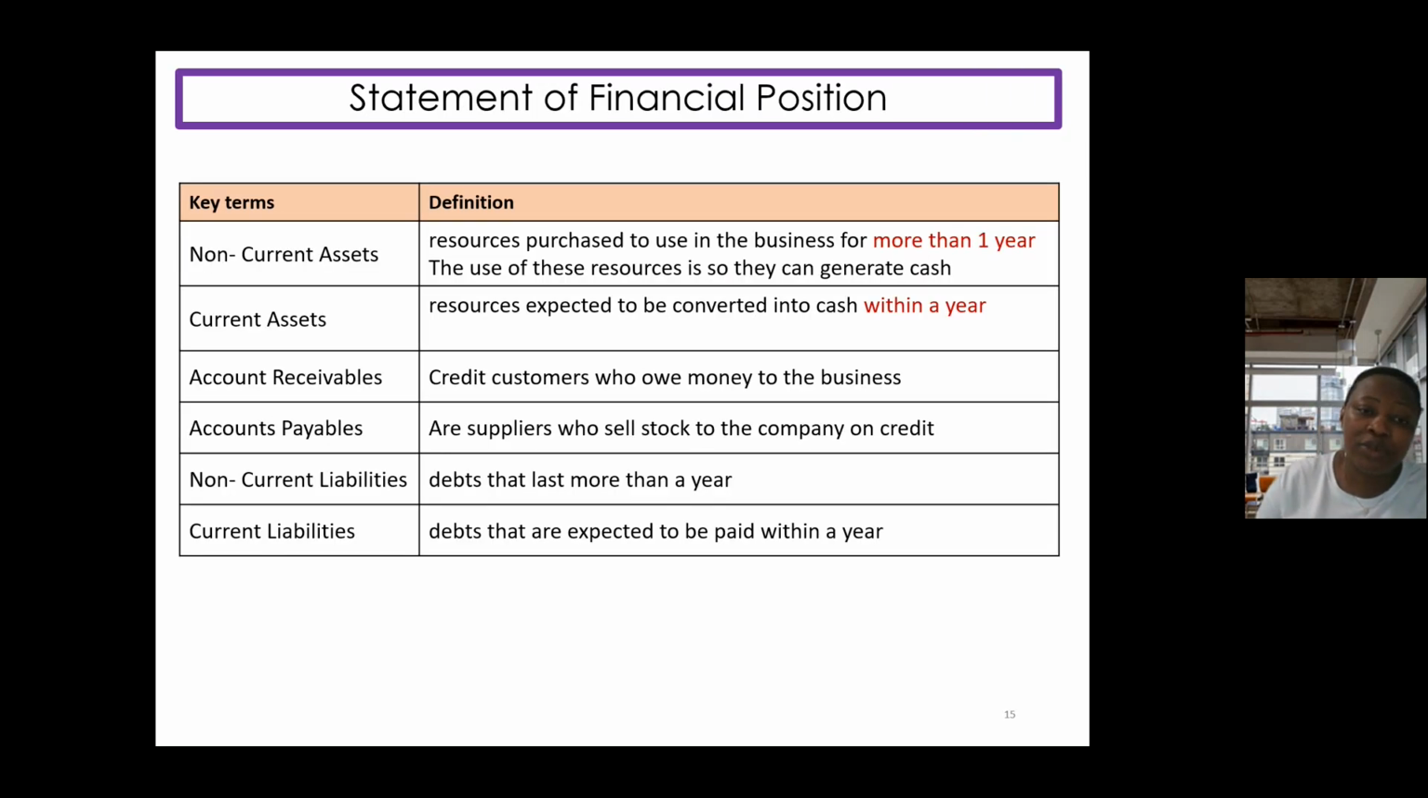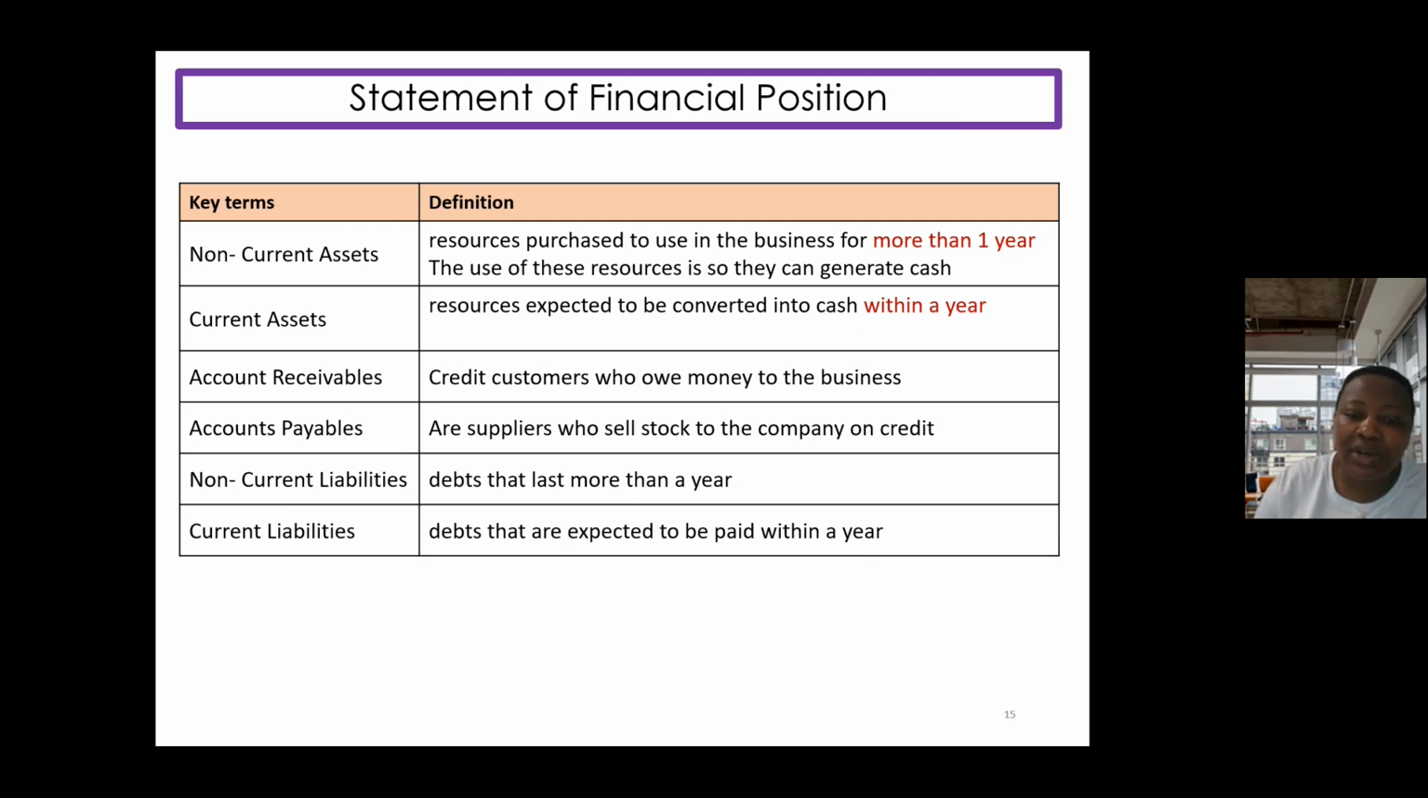With the statement of financial position, some key terms we need to know are non-current assets and current assets. We had said earlier on that assets are the resources controlled by the business because of past events. The non-current ones are those resources that you have purchased within the business to use for more than a year. So they would not be exhausted within a year. When you use these resources, they will help you generate cash. The current assets, on the other hand, are those resources that you expect to be converted to cash. You expect to use them up within a year. Those will be your current assets.